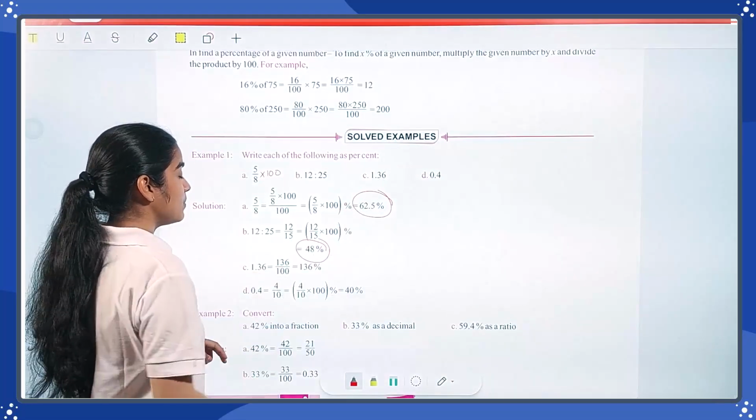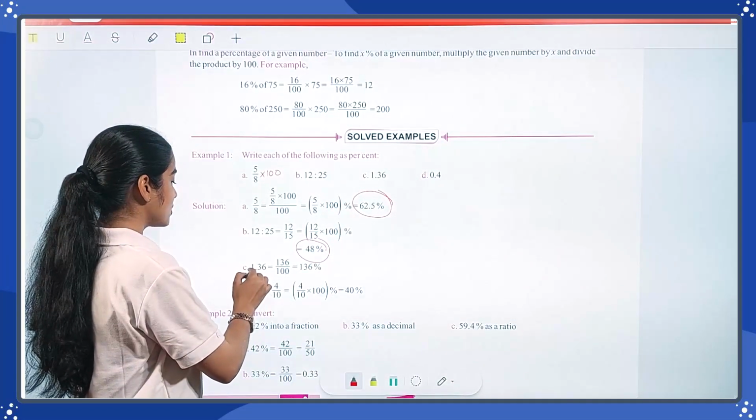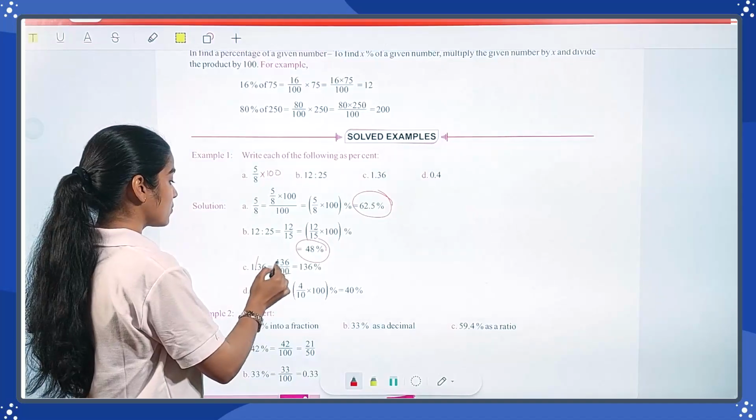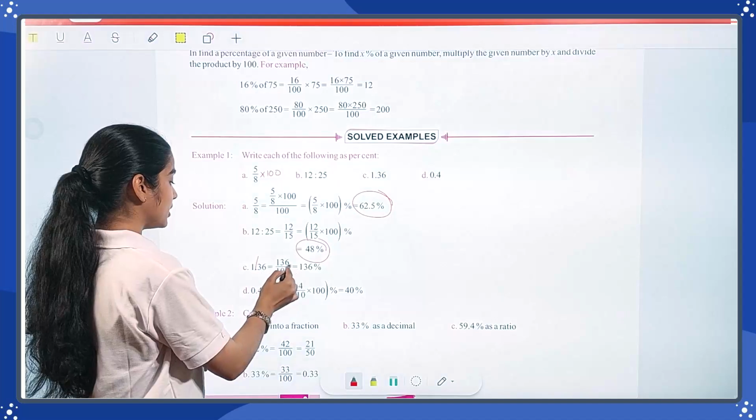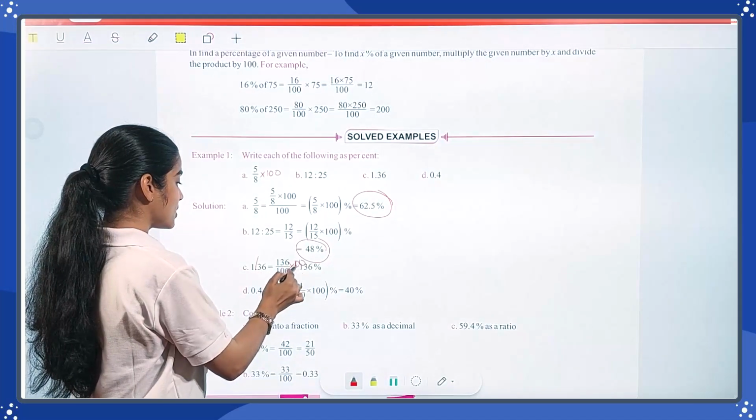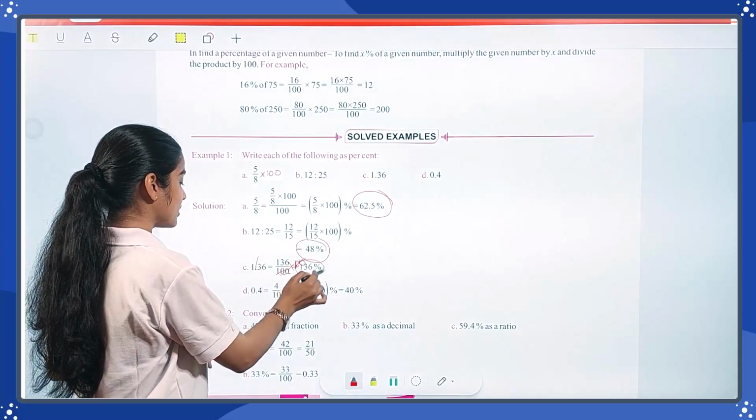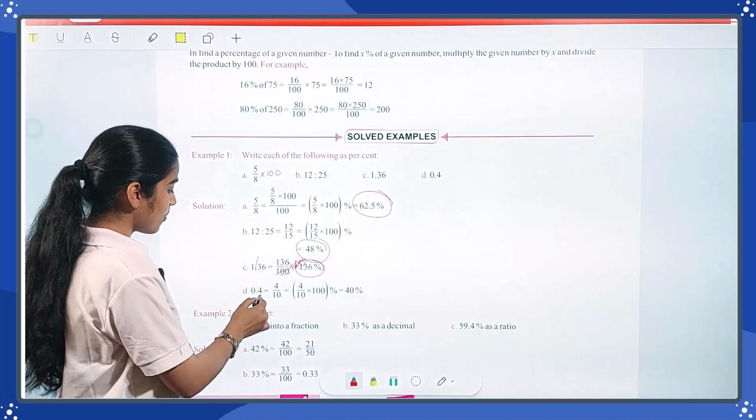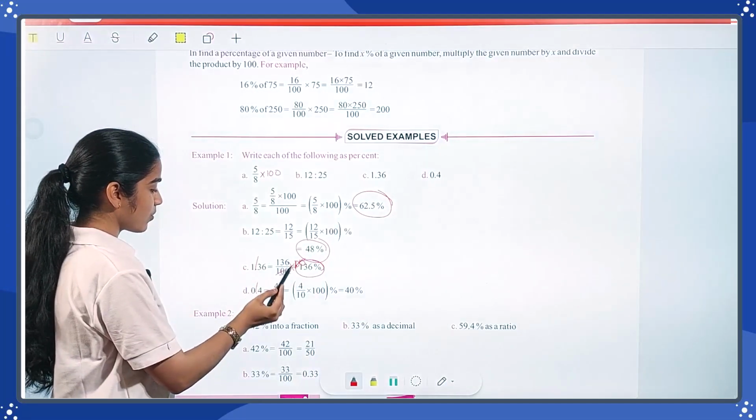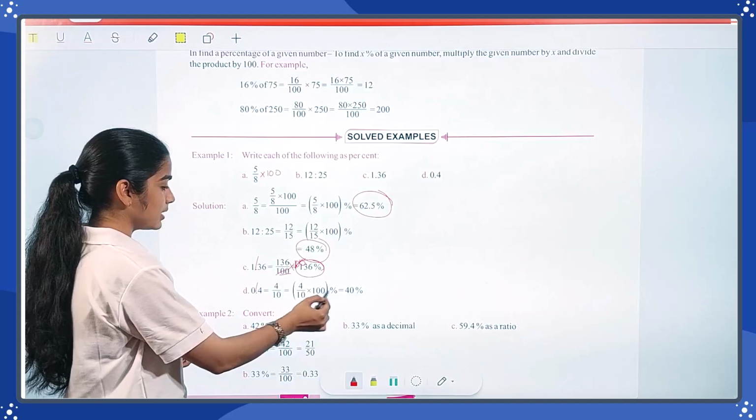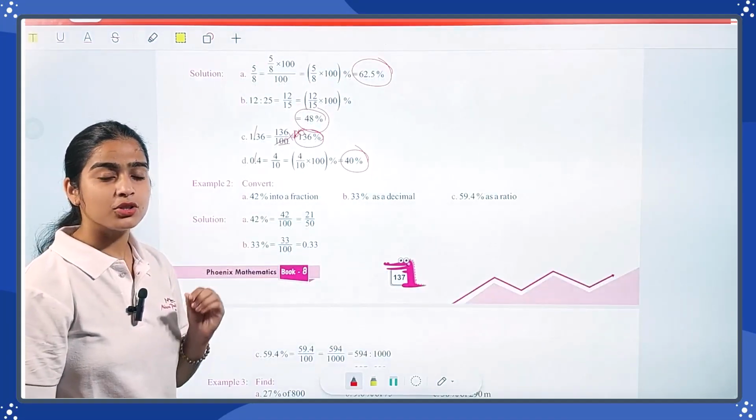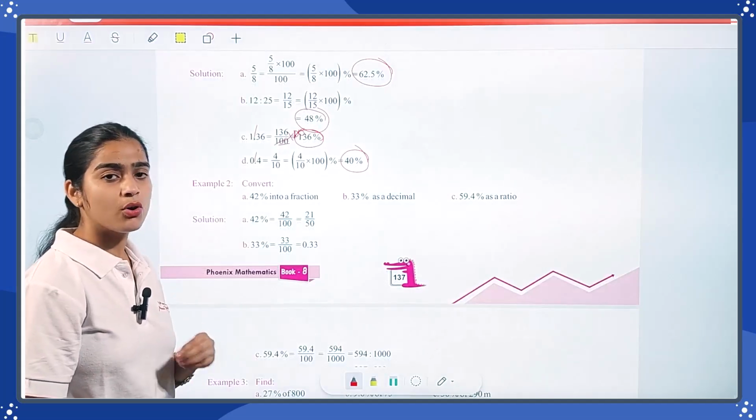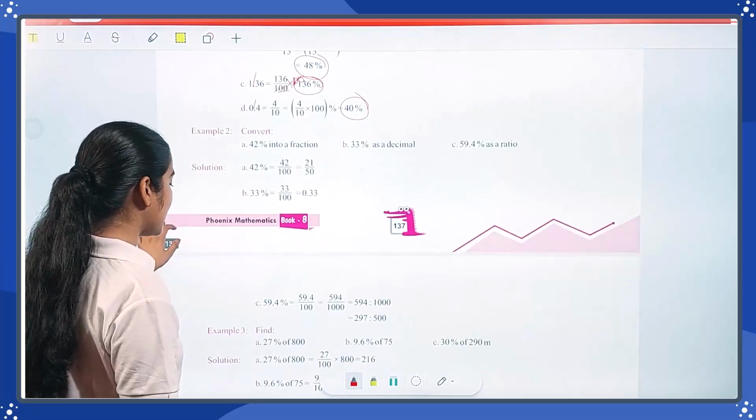1.36, which means when we remove this point, we have 2 zeros. 136 upon 100 multiplied by 100. So 100 is cancelled out with 100. Your end result is 136%. 0.4, which means when we remove this point, 4 by 10 multiplied by 100, 40%. In the same way, you can convert a fraction into a decimal or into a ratio as well.